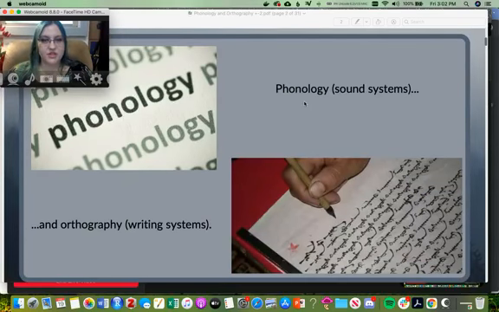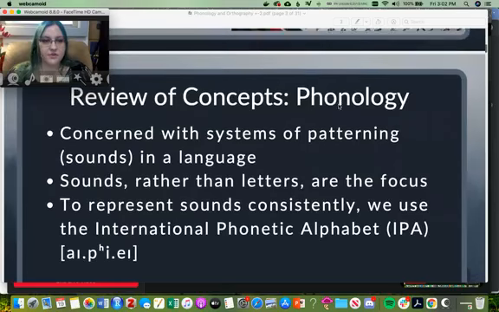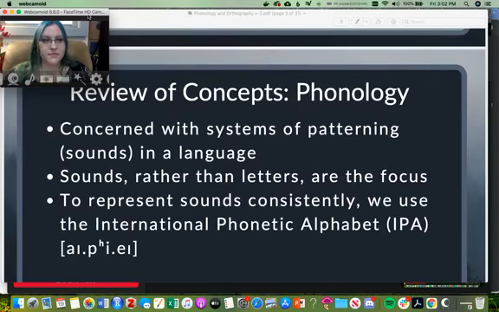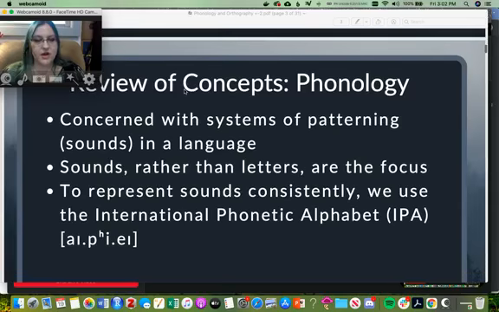We're basically just going to be looking at sound systems, which is the phonology part, and writing systems, the orthography part. So first I wanted to do a review of some concepts. I wanted to make sure that we go over some of the basics that we talked about in the previous webinar series. If you weren't there for that, don't worry about it. We'll cover a lot of the basics here as well.